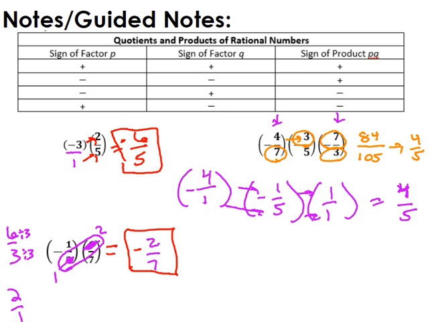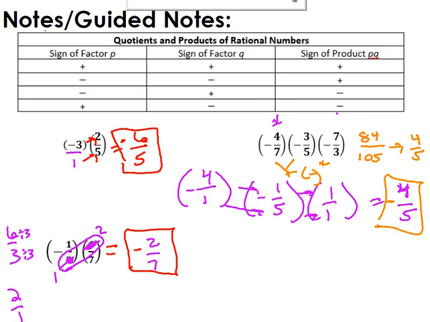Now I have to look at my positives and negatives. I have a negative times a negative, which makes a positive, but I also have a positive times a negative, which is going to give me a final answer of negative 4/5. So make sure to be careful with those positives and those negatives.